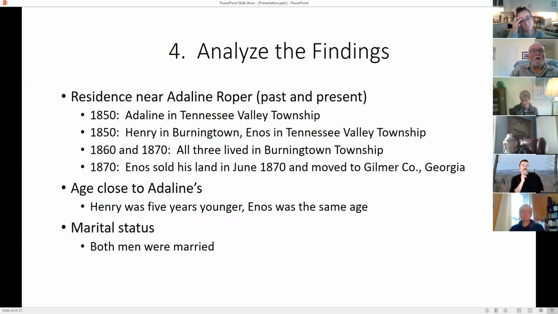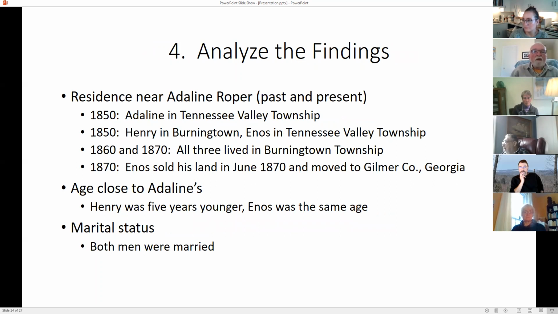So now step 4 is to analyze these findings. One of the criteria was location, and I wanted to see in particular where these two men were in relationship to where Adeline was living. Both past and present, in 1870 and also before that. So I went back to 1850, and Adeline was living in a township called Tennessee Valley Township.